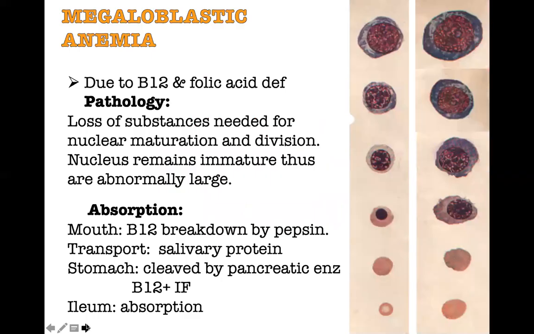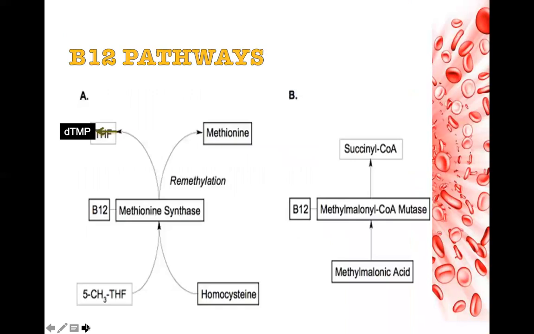One of which is megaloblastic anemia, and megaloblastic anemia is a result of B12 and folic acid deficiency. These two substances are needed for nuclear maturation and division. That is why, in the absence or a decrease of B12 and folic acid, the nucleus of the RBC remains immature and abnormally large. So this is how the process would take place. In the mouth, B12 is broken down by the enzyme pepsin, and then it is transported by the salivary protein. In the stomach, it is cleaved by the pancreatic enzyme, B12 plus intrinsic factor, and absorption would take place in the ileum. So these are some of the B12 pathways.